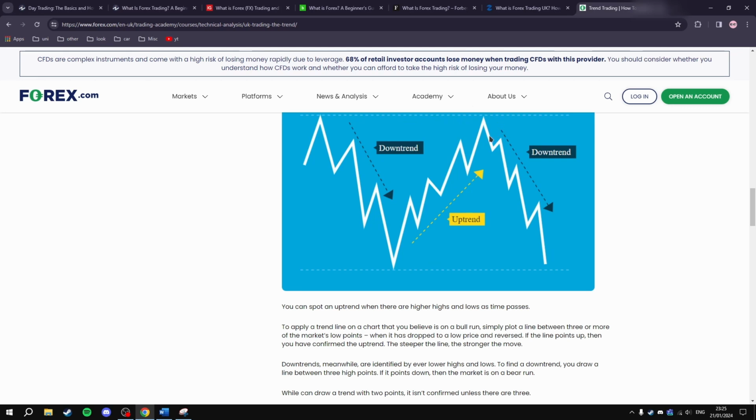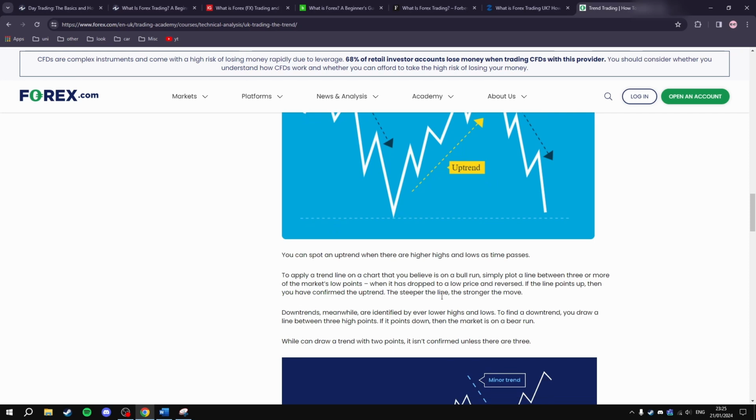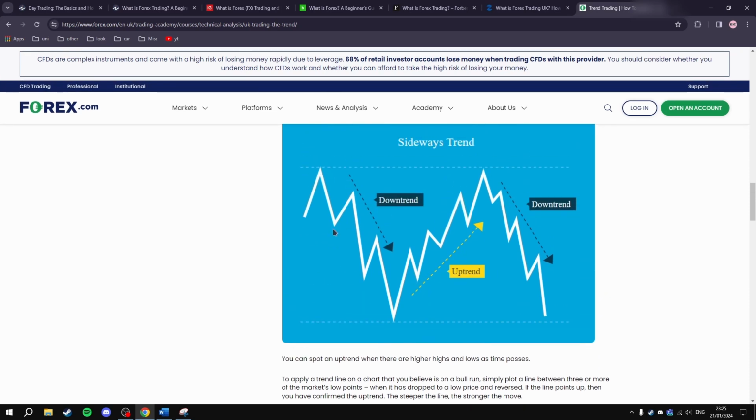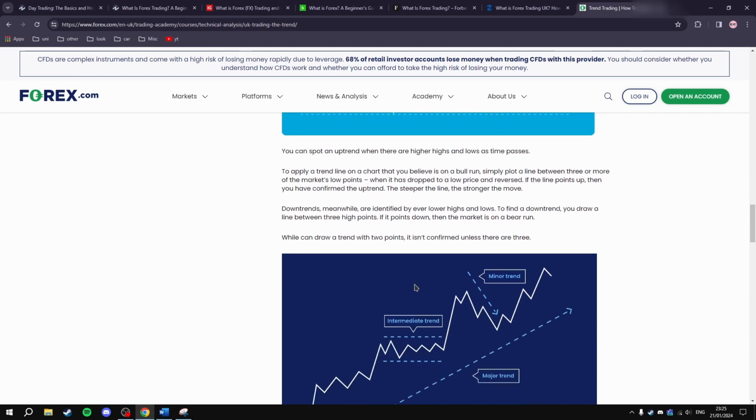You can spot an uptrend when there are higher highs and higher lows as time passes. To apply a trend line on a chart that you believe is in a bull run, simply plot a line between 3 or more of the market's low points. When it has dropped to a low price and reversed, if the line points up, then you have confirmed the uptrend. The steeper the line, the stronger the move.